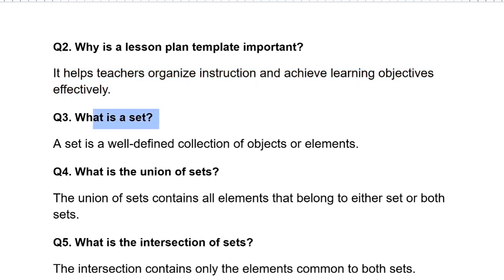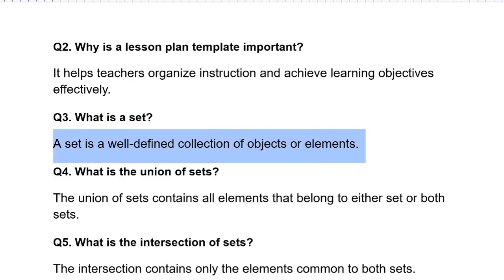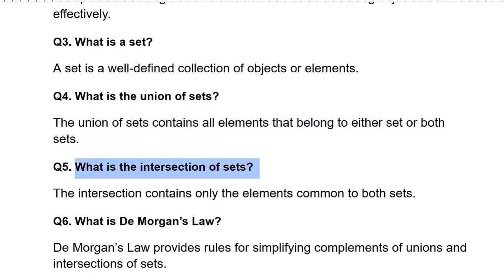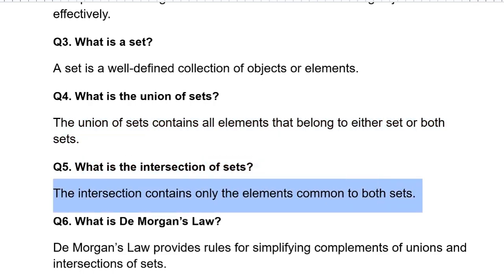What is a set? A set is a well-defined collection of objects or elements. What is the union of sets? The union of sets contains all elements that belong to either set or both sets. What is the intersection of sets? The intersection contains only the elements common to both sets.